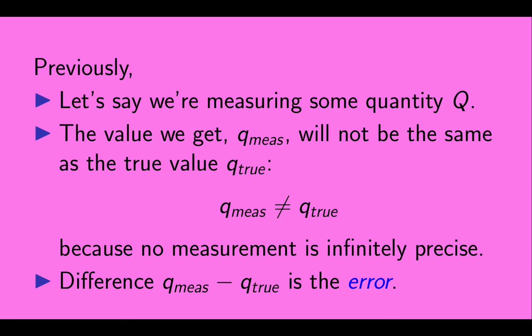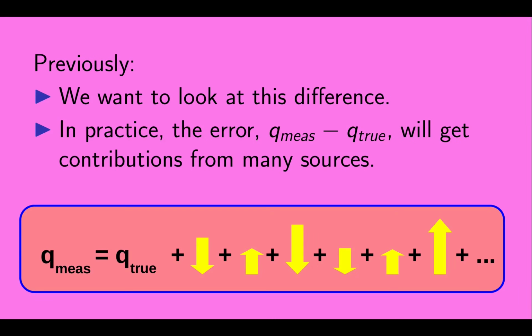In previous videos, we talked about what happens if we measure some quantity, which we call Q. The value we get from our measurement, which we call Q measured, will not be the same as the true value of that quantity, which we call Q true, because no measurement is infinitely precise. The difference between these two quantities, Q measured minus Q true, is the measurement's error. We want to look at this difference.